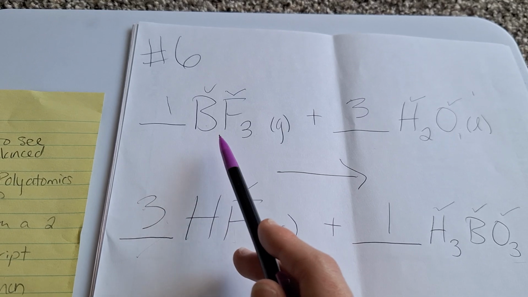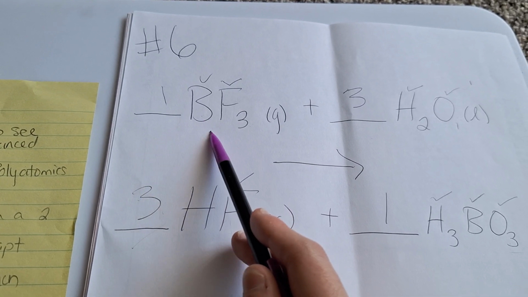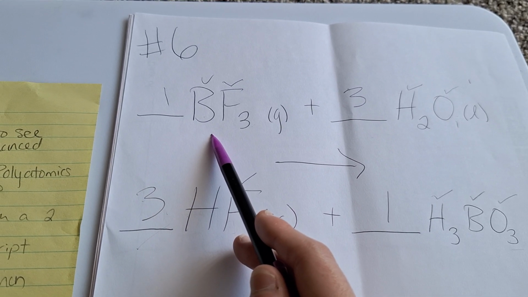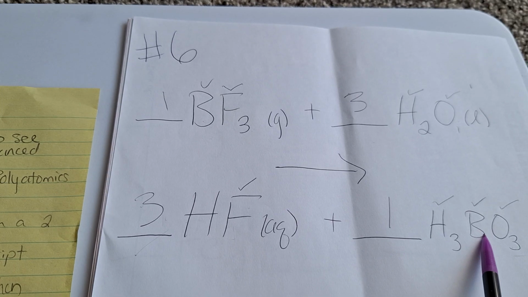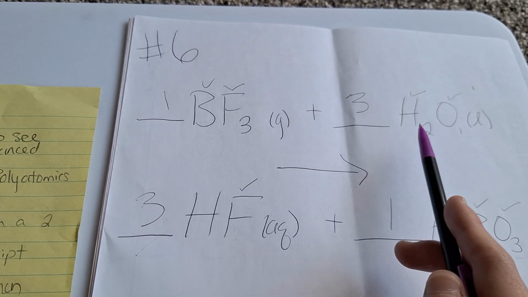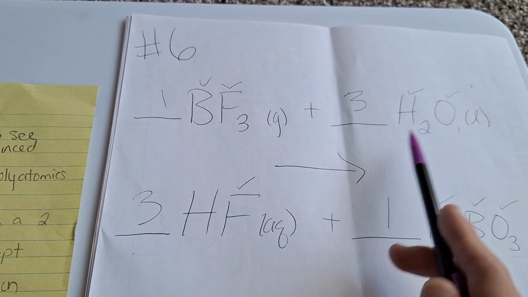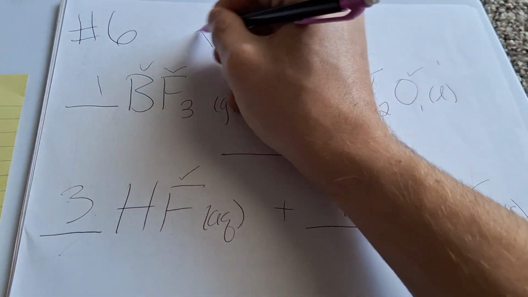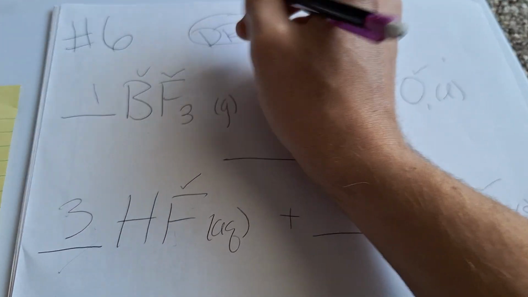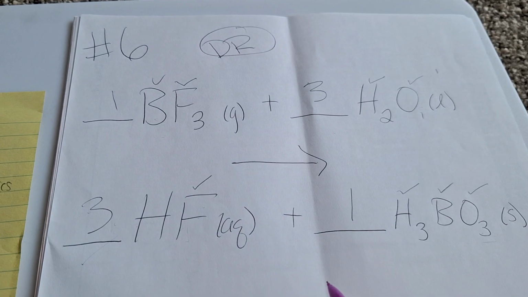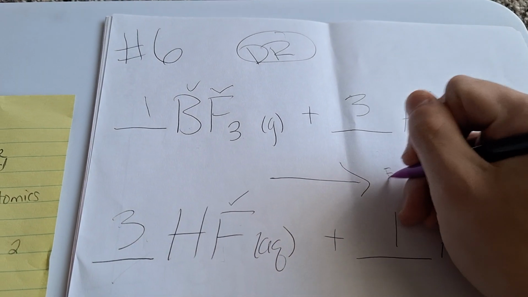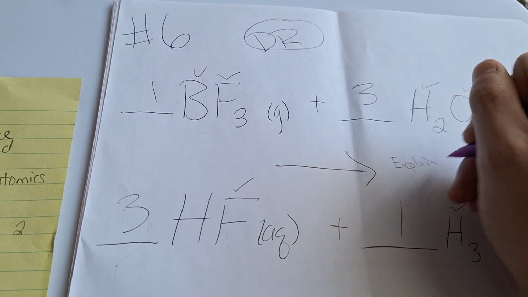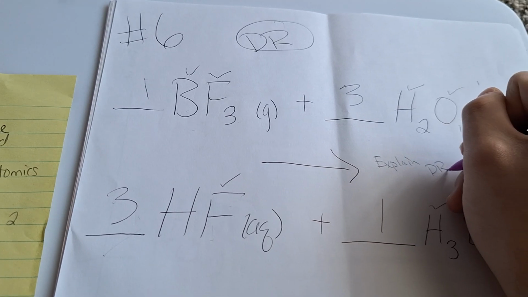Now as for the type of reaction this is, boron started with something here, but ended up with something different over here. Hydrogen started off with this here, ended up with this. So this is another example of a double replacement reaction. Okay? Explain how you know.